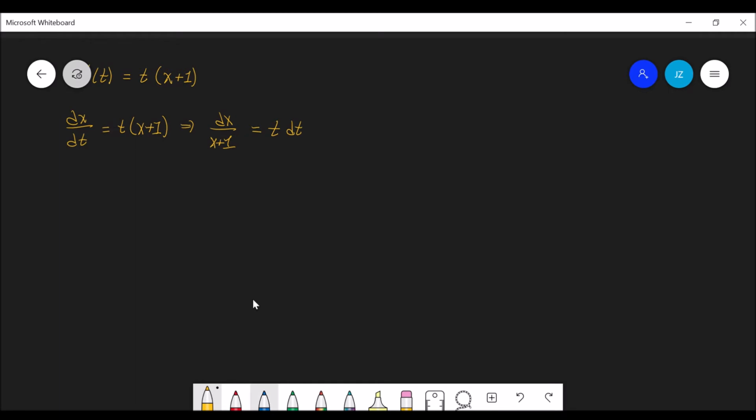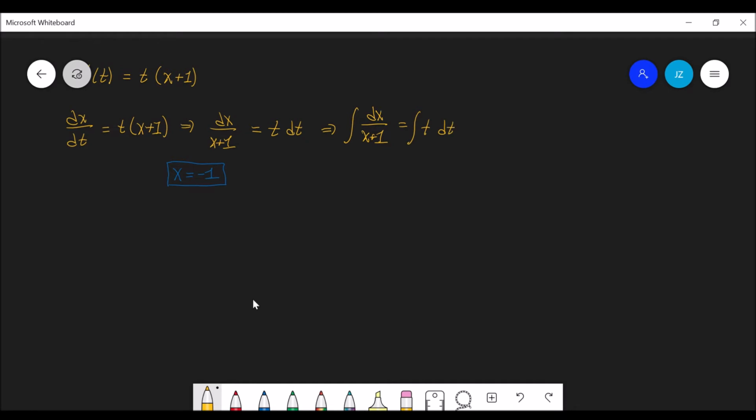Now I'm going to make a note here. If x is negative 1, then x plus 1 is 0. So we want to make sure that we can get x equals negative 1 from our solution. What we can now do is integrate both sides. So we get the integral dx over (x plus 1) is equal to the integral of t dt.